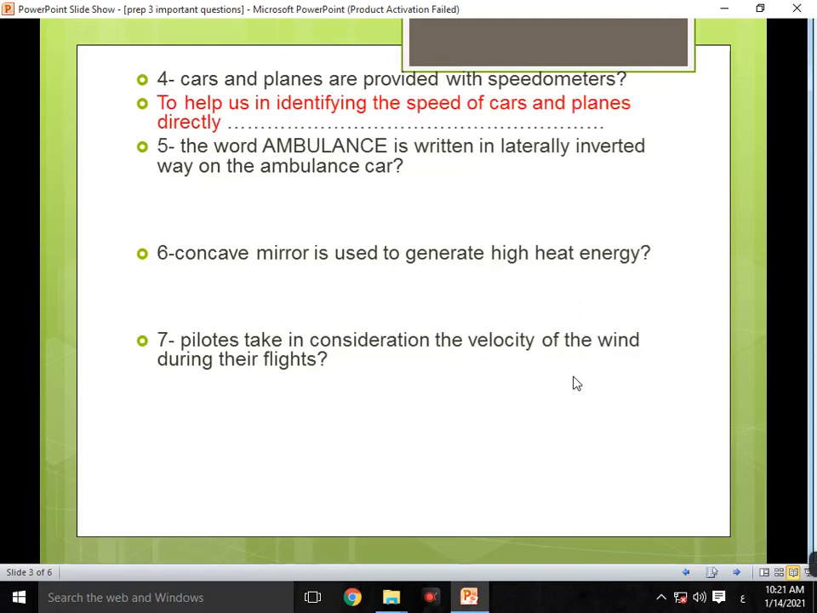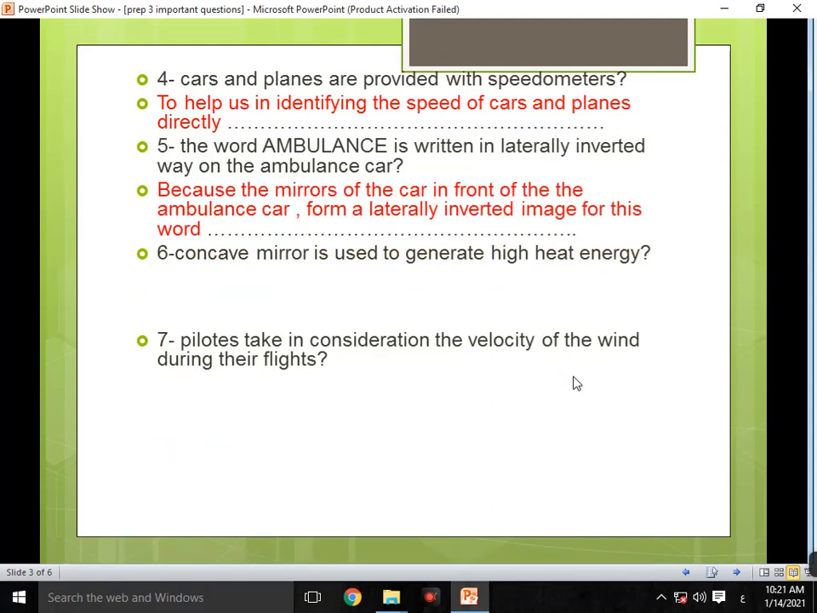Number 5, the word ambulance is written in a laterally inverted way on the ambulance car because the mirrors of the car in front of the ambulance car form a laterally inverted image for this word.